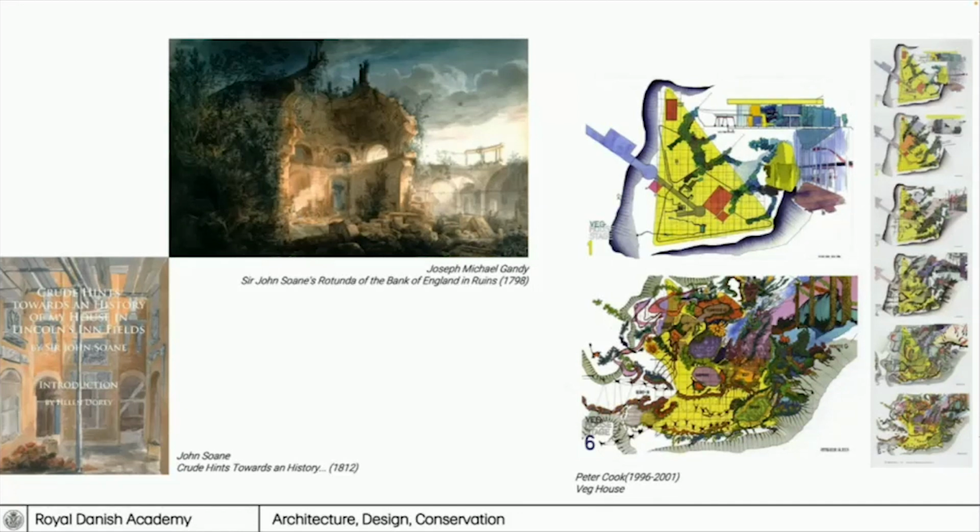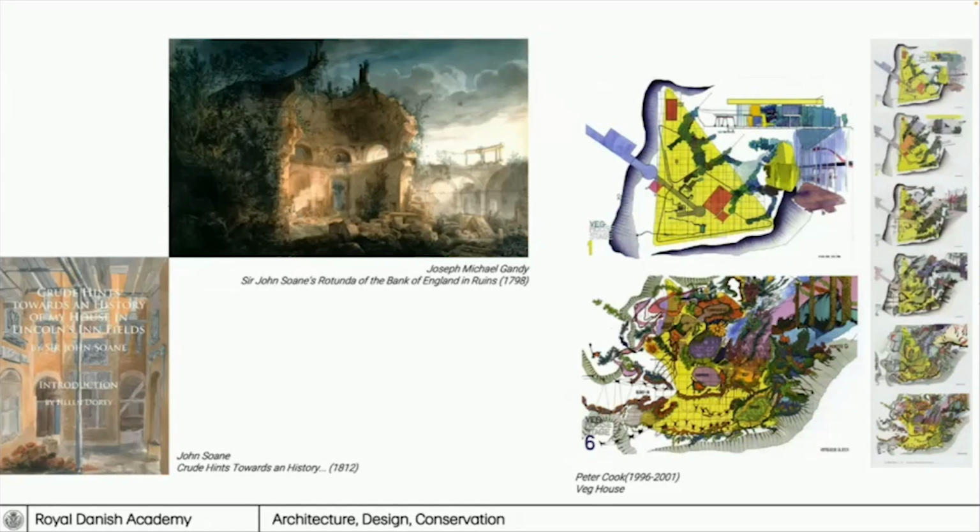It's not necessarily that what I'm advocating for is that everything ends up as a ruin. I'm advocating more for the idea that we can conceptualize different states of an architecture. And he takes this to a really interesting degree in his book here, Crude Hints Towards a History of My House in Lincoln's Inn Fields, where he's projecting the idea of an archaeologist in the mid-20th century discovering the ruins of his house and trying to figure out who it was that occupied it.